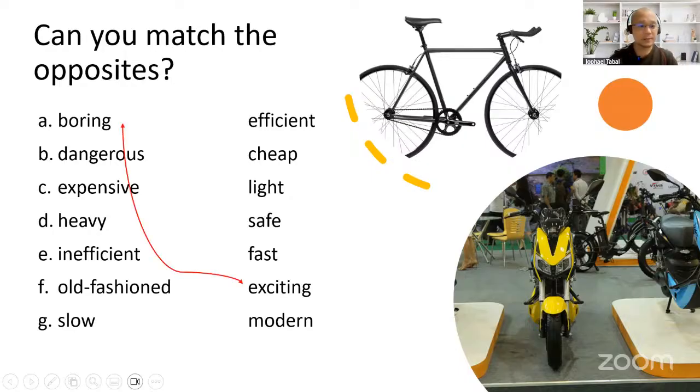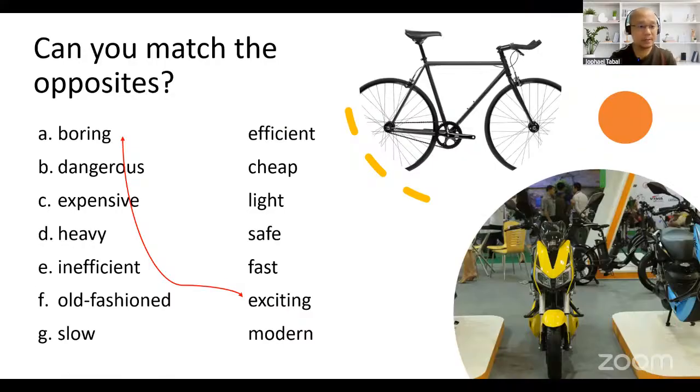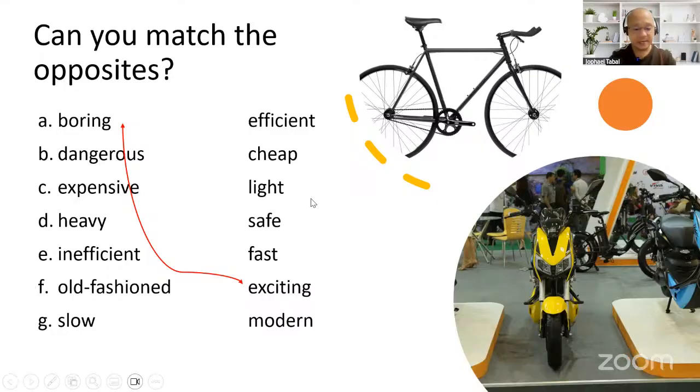So let's do this in 1 minute, and I want you to match the words A to G to the words also A to G on the opposite side, okay? So let's do this in 1 minute, okay?